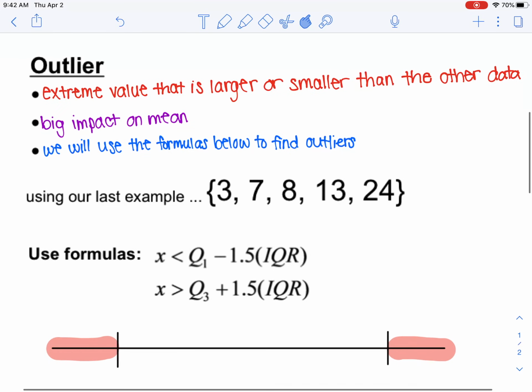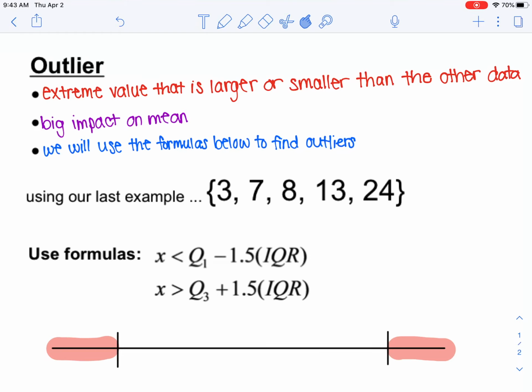Okay, now let's move on to talking about outliers. So outliers are extreme values that are larger or smaller than the other data. So you might have just one outlier. It is possible to have multiple outliers. They have a big impact on the mean. And we will use the formulas below to find the outliers, if any exist.